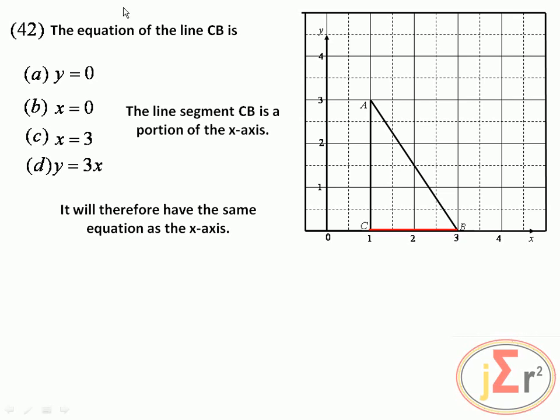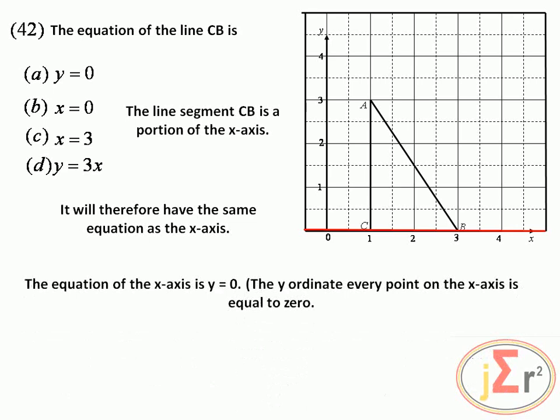As we say that, some people say, yeah, x is equal to 0. And they are wrong. So there we have the x-axis, or the portion of it that we have in that diagram. We have highlighted that portion of it. The equation of the x-axis is y is equal to 0. The y ordinate of every point on the x-axis is equal to 0. So everywhere on this axis, the y ordinate is equal to 0. So the equation of that line is y is equal to 0.